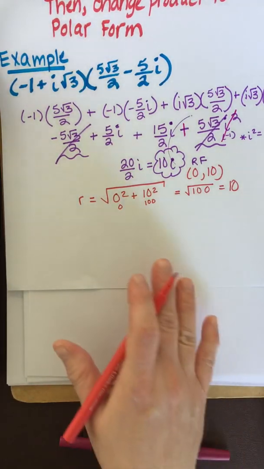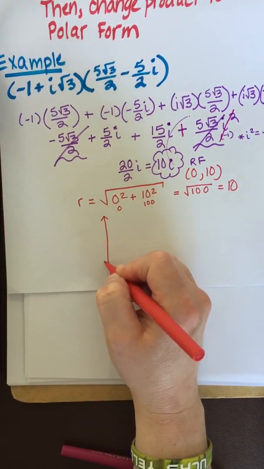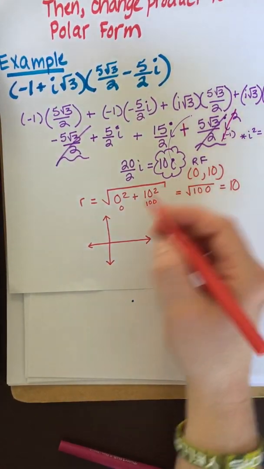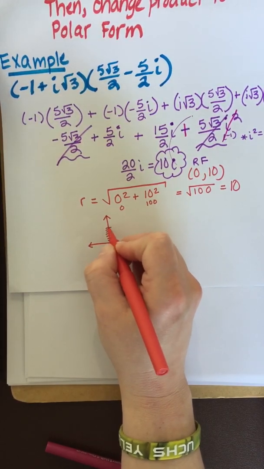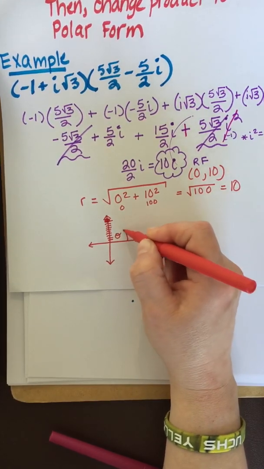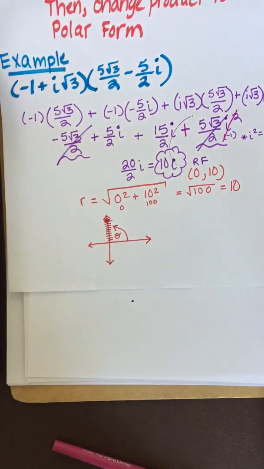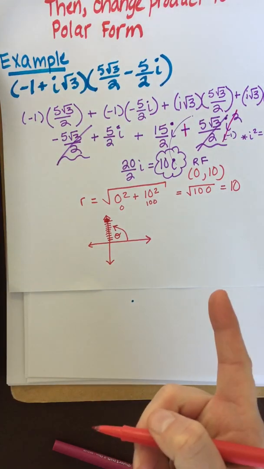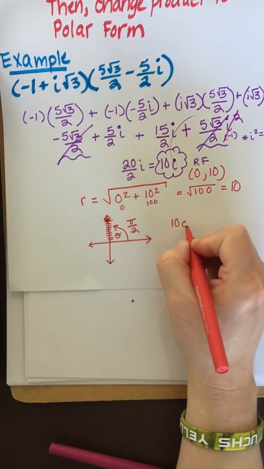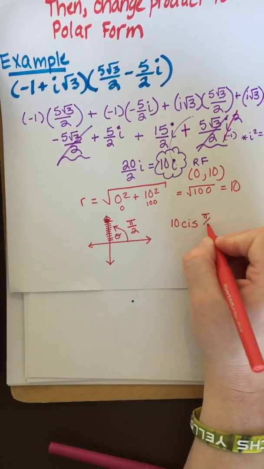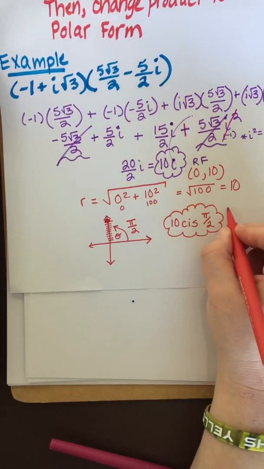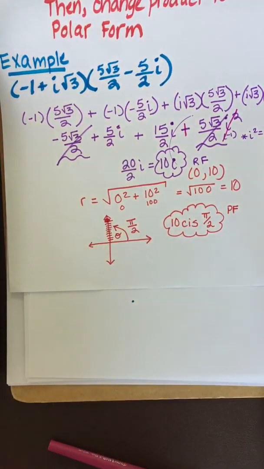Now let's think about where this is at in the coordinate plane. Again, a quick sketch. If I go over 0 and up 10, I'm going to be right here. So what is the angle measure from here to here? And I know all you guys know that that is pi over 2. So in polar form, it would be 10 cis pi over 2. And I am done. That is the polar form of my product.